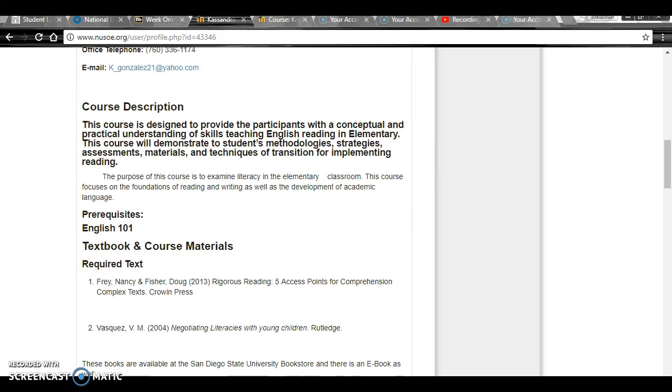This course is designed to help you become better teachers and to teach better reading strategies. If there's a student who needs more reading, you can use more modifications for them. This course will demonstrate strategies to students, and it also teaches assessments, materials, and techniques on implementing reading. The purpose of this course is to examine literacy in the elementary classroom. This course focuses on the foundations of reading and writing as well as the development of academic language.